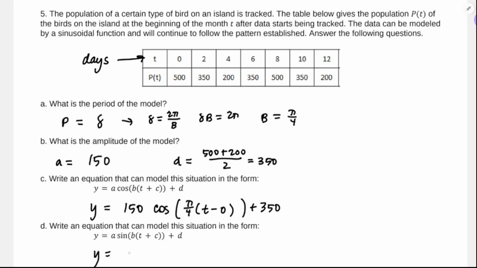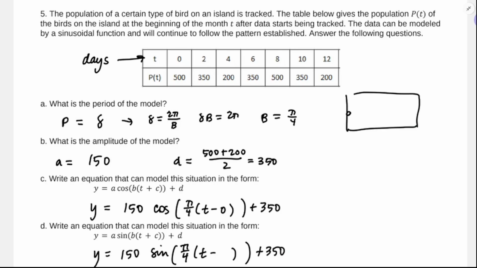And then for a sine equation, 150 times the sine of pi over 4 times t minus something else, plus 350. All right, our standard idea of sine is that it's coming up through the middle where it starts. So we're looking for that phase shift to be a place on the midline where the function is increasing, where P is increasing at 350. So I'm going to use t equals 6 as the phase shift.